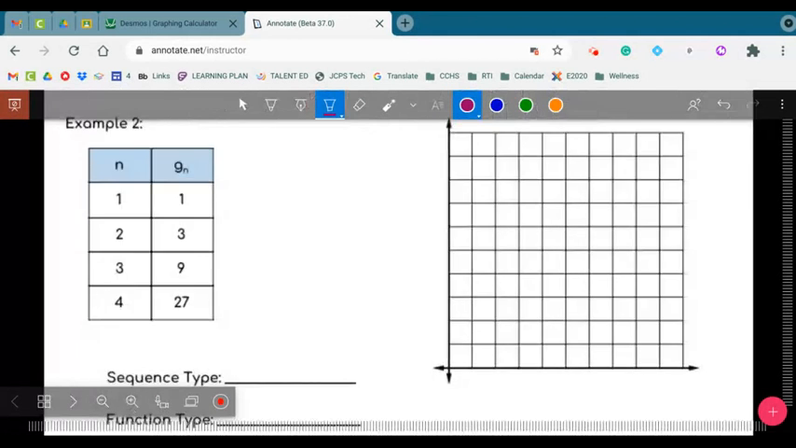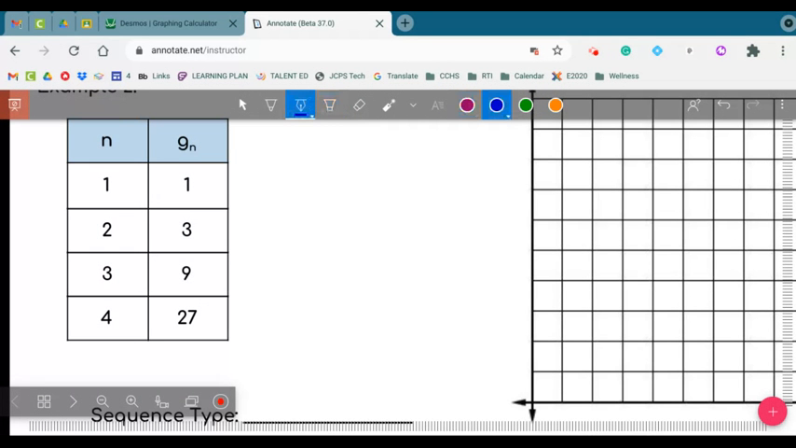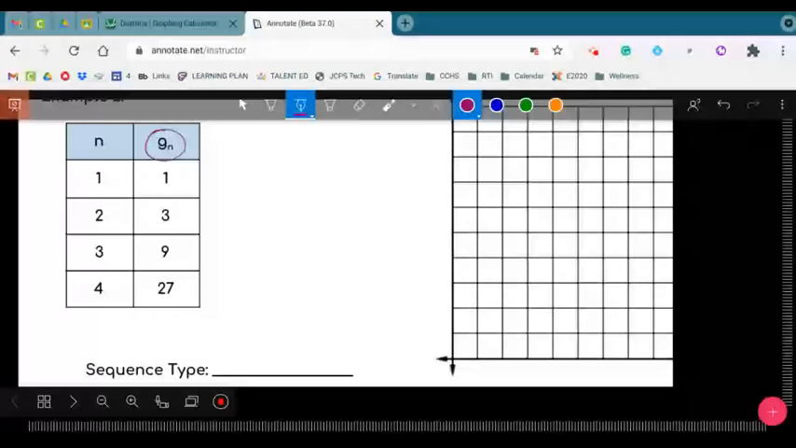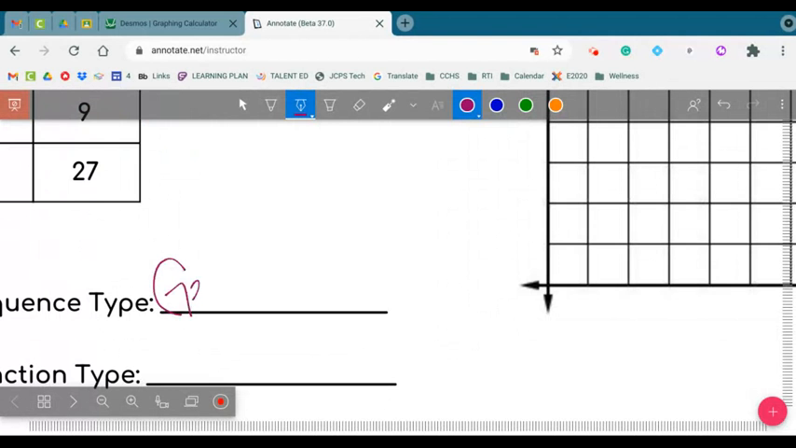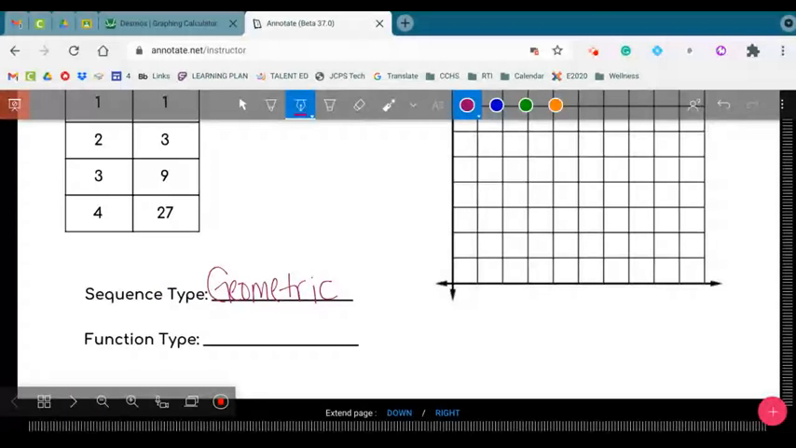Okay, example 2, we're going to look at our table again. This one has a g sub n. So since it's a g sub n, this is going to be geometric. Now, geometric is always going to be an exponential function, and we'll be able to see that on the graph.